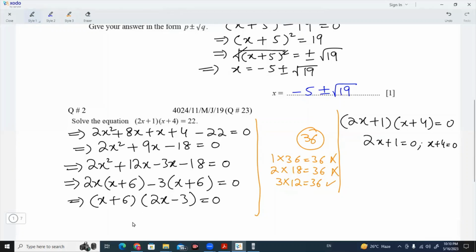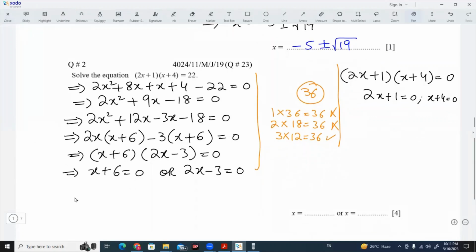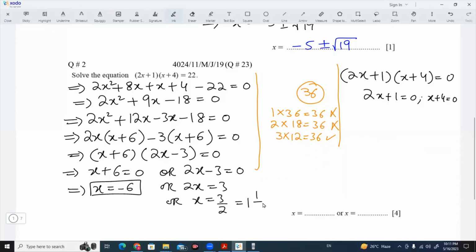Now in this case, if 2 terms are multiplying, we do the same thing. Either the first one is 0 or the second one is 0. So x plus 6 equals 0 or 2x minus 3 equals 0. Bringing 6 onto the right hand side, it results in negative 6. Similarly, for the second part, bringing 3 onto the other side, it results in 2x equals 3. Now 2 and x are multiplying, so we divide that 2 onto the other side. It results in 3 by 2. We can write 1 whole 1 by 2.